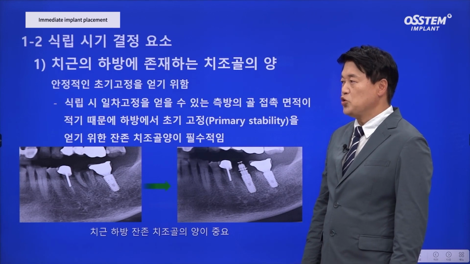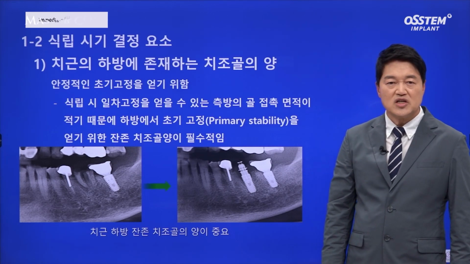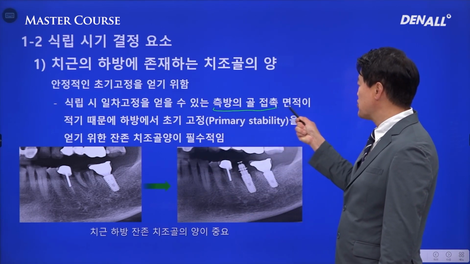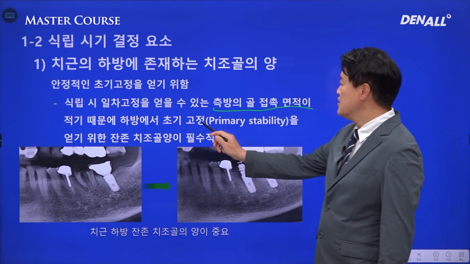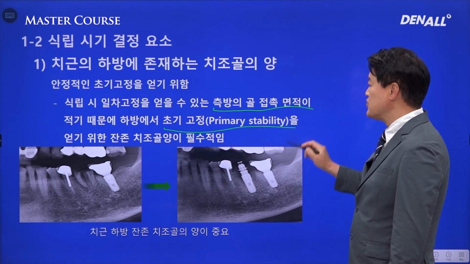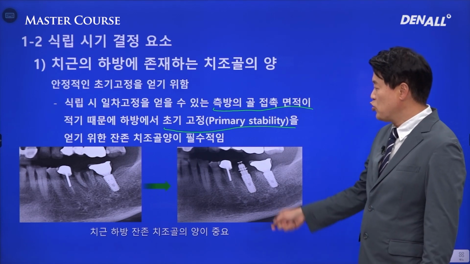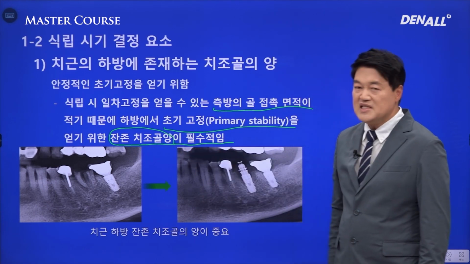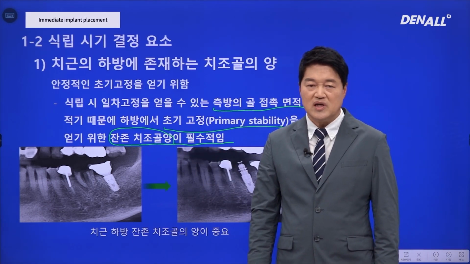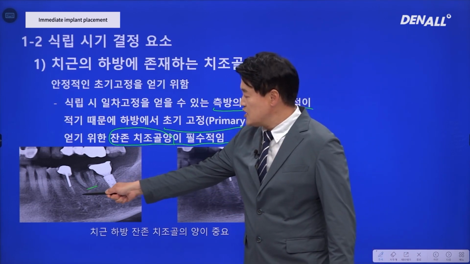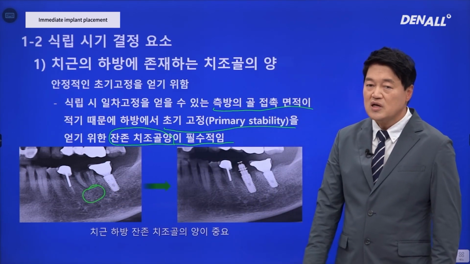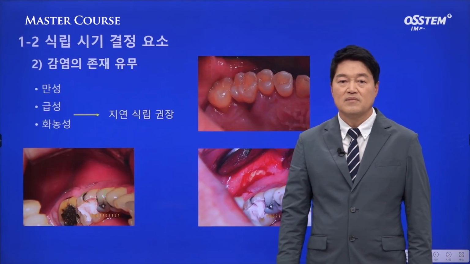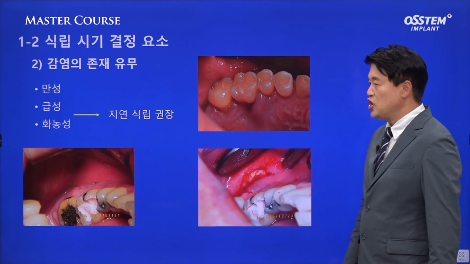First, the amount of alveolar bone below the root. This is to get stable primary stability. There's only limited amount of lateral bone contact, therefore we need to get primary stability from the inferior bone. The amount of residual alveolar bone needs to be evaluated. It needs to be at least over 3 millimeters. As you can see below, if there is sufficient amount of alveolar bone, this can be considered indication for immediate implant placement.